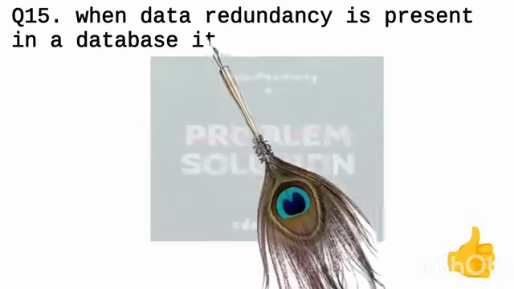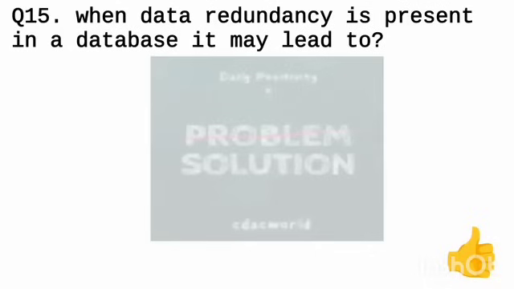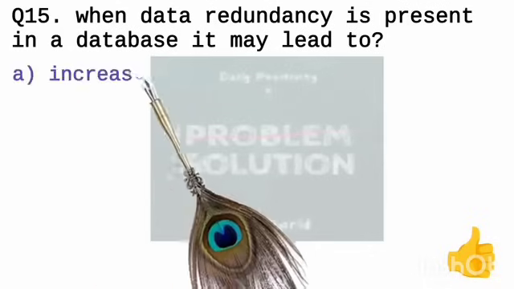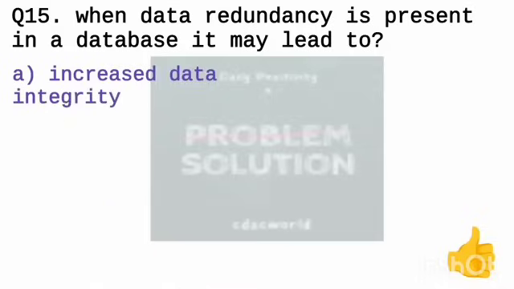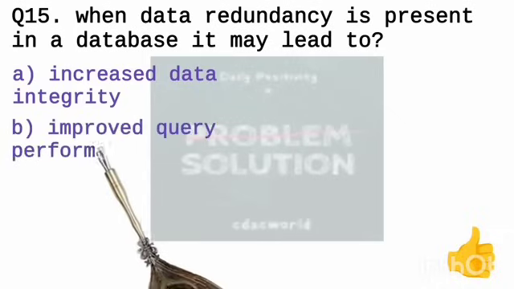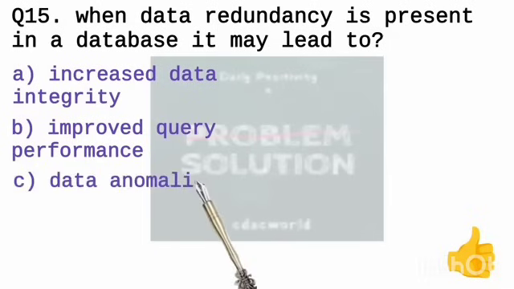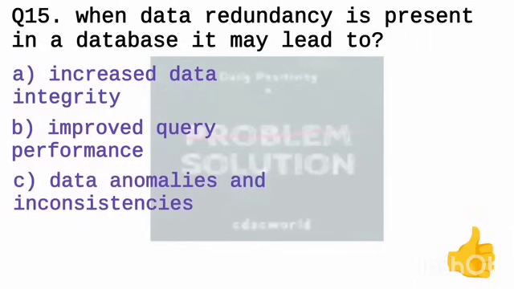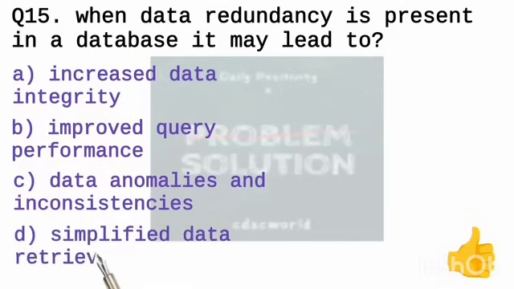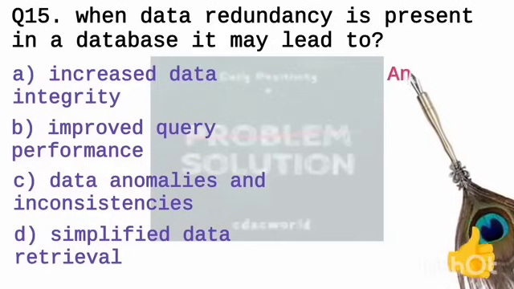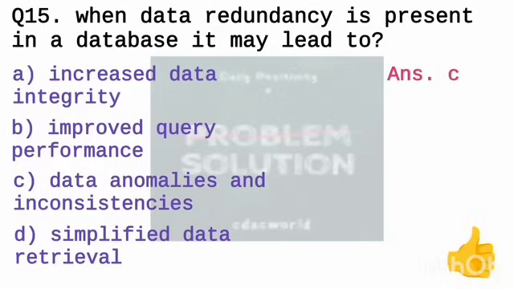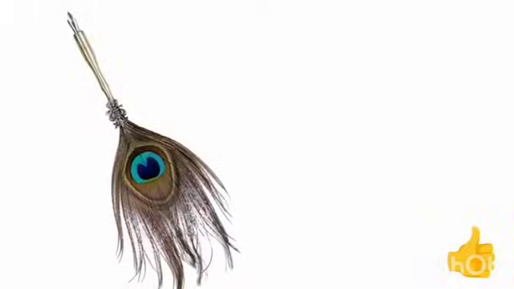Query number 15. When data redundancy is present in a database, it may lead to. Option A. Increased data integrity. Option B. Improved query performance. Option C. Data anomalies and inconsistencies. And option D. Simplified data retrieval. And the answer is C. Data anomalies and inconsistencies.